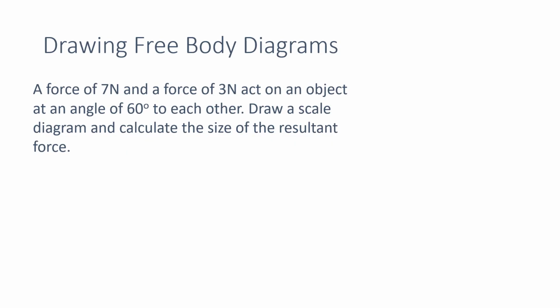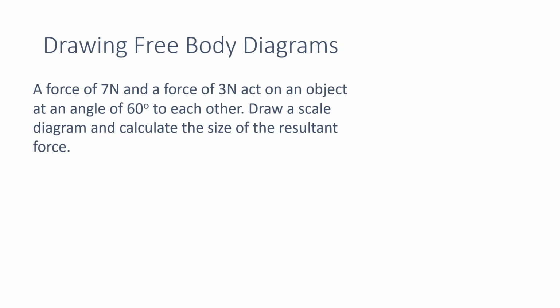In this video, we're going to be looking at how to draw free body diagrams. Here's an example of a question. A force of 7 newtons and a force of 3 newtons act on an object at an angle of 60 degrees to each other. Draw a scale diagram and calculate the size of the resultant force.